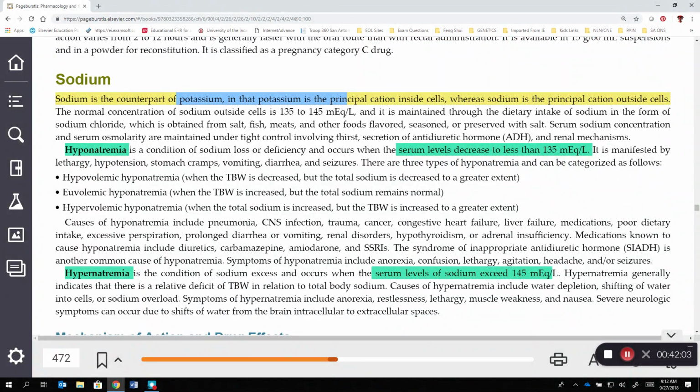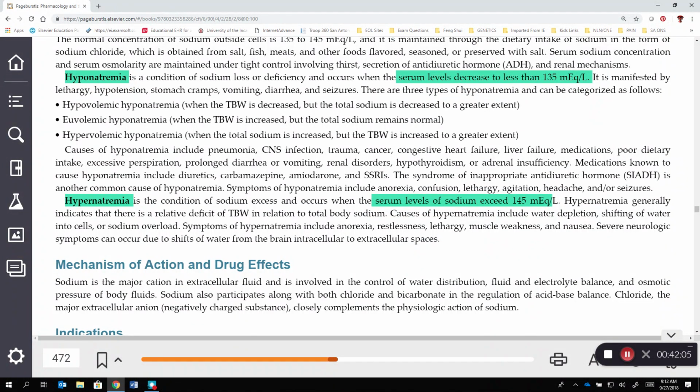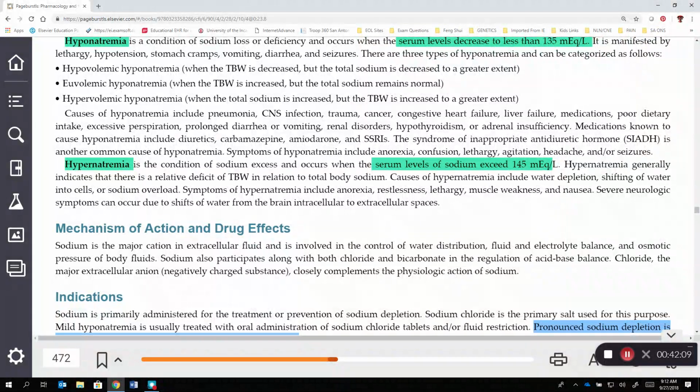There's different types of hyponatremia. This isn't the patho course. I'm not going to ask you about those. I want you to know about giving sodium. Hypernatremia is when we have too much sodium.